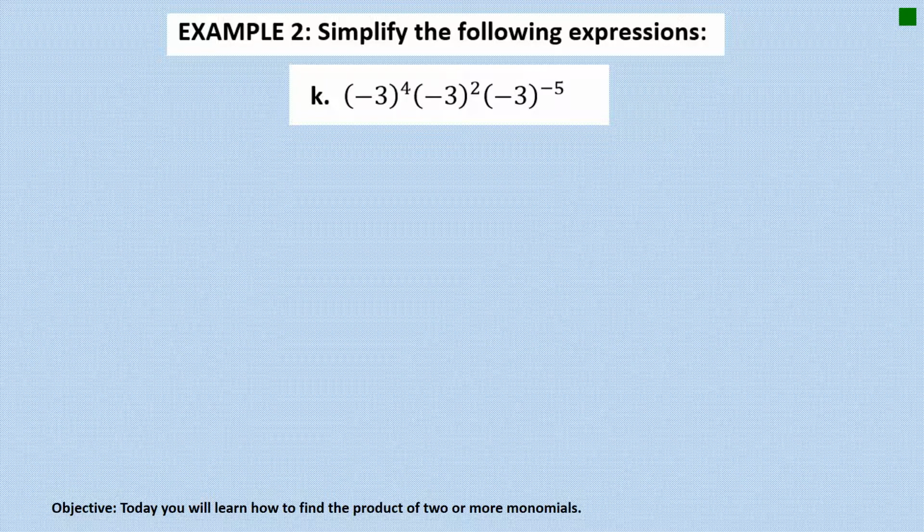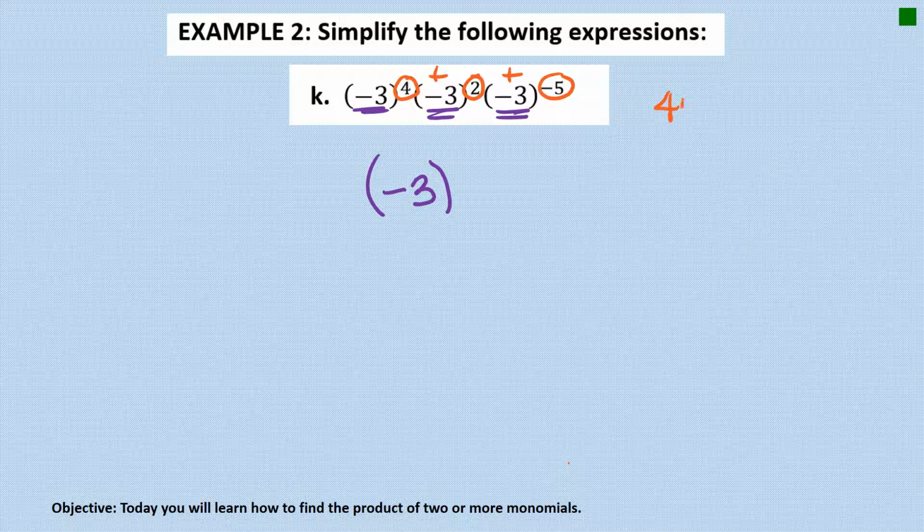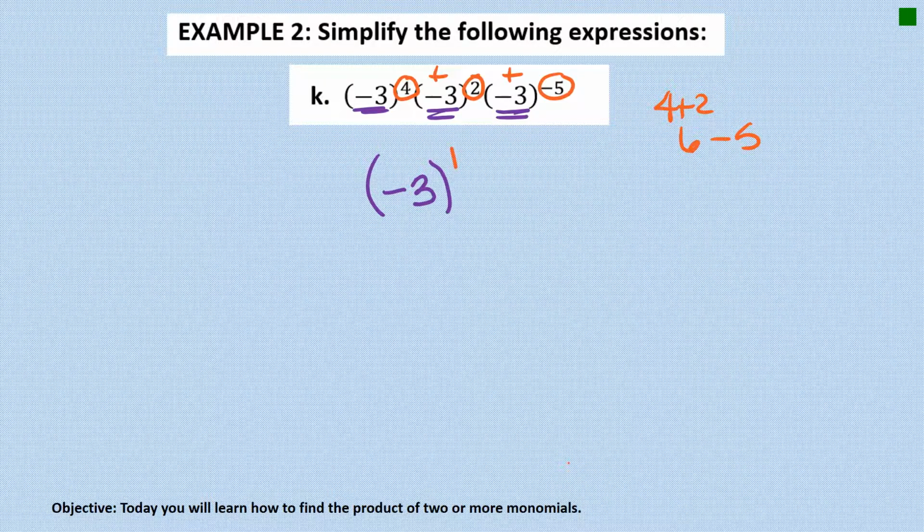Oh my gosh. Now it looks like I should write everything out, but I don't need to because look, this is the base, this is the base, this is the base. So what's being repeated? Negative 3. How many times? 4, and then 2 more, and then negative 5. So 4 plus 2 is 6, and 6 minus 5 is 1. We're pretty lazy. We don't usually put the 1, so we're just going to leave it as negative 3.